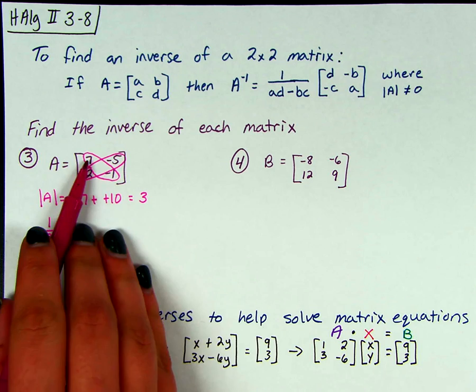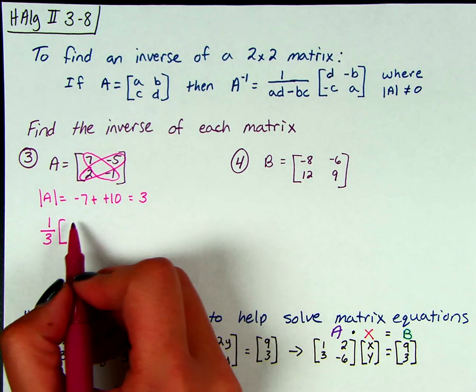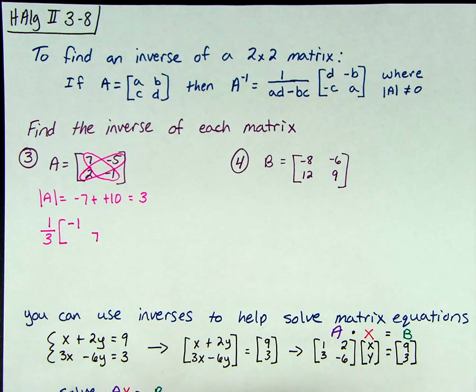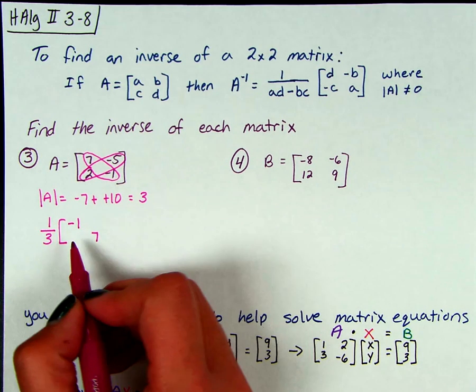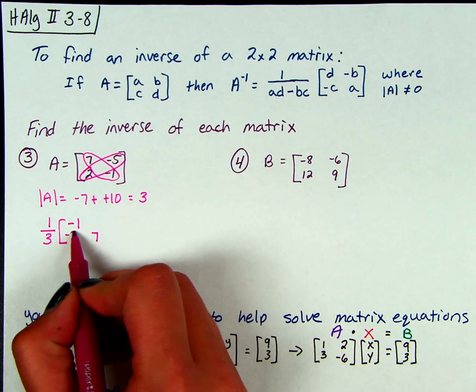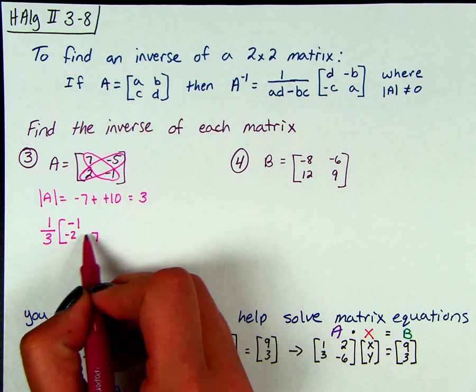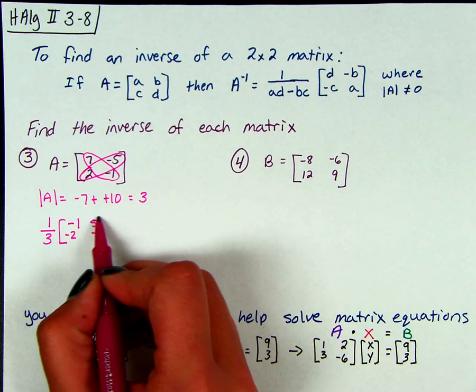So again, we're going to flip the numbers along the forward diagonal. So negative 1 and 7 will switch positions, and then we change the signs along the backwards diagonal. So this would be negative 2 and positive 5.